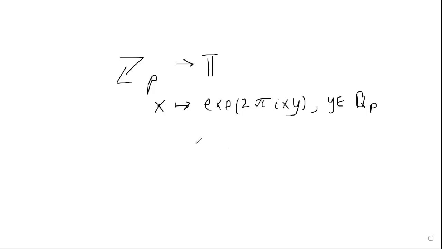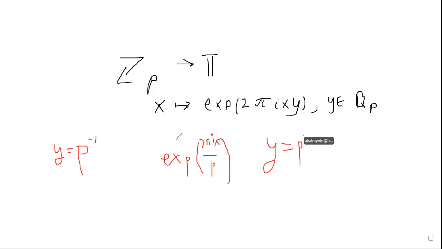Okay, well, let's try to understand it. Suppose you have y equals p to the minus one. If you have exponent of 2 pi i x over p, then the value of this function, for example, on integers, only depends on the residue modulo p, right? Correct. So if y is given by p to the minus n multiplied by some h, and h is coprime to p, then the same thing can be said about this exponent. So it's p to the n periodic.